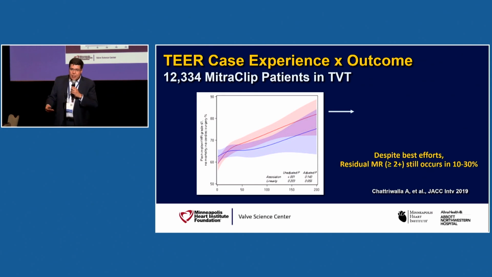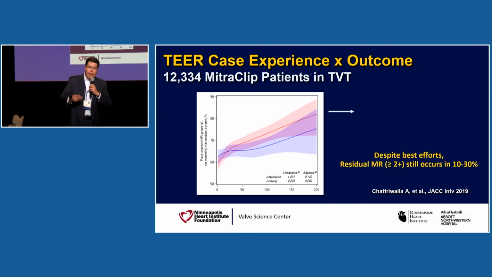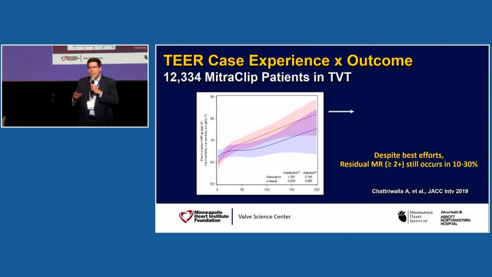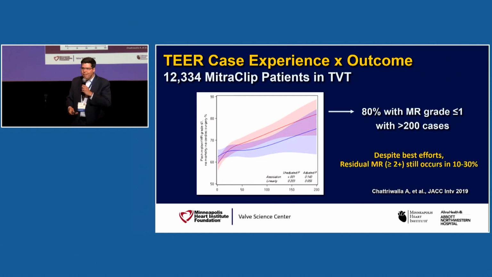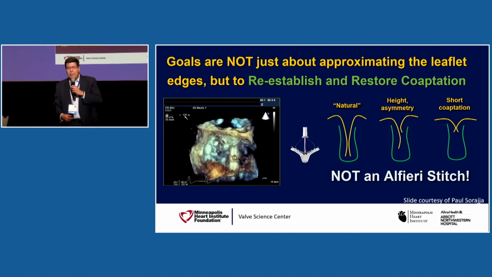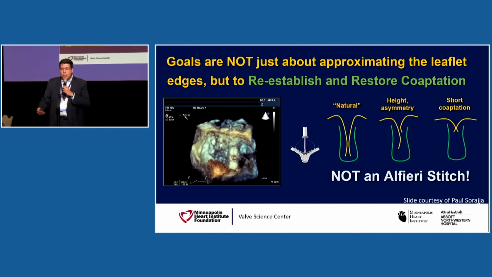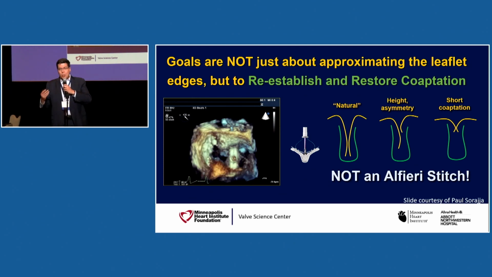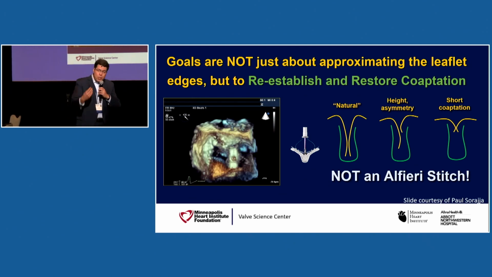And despite the best efforts in procedure success and the understanding of mitral valve disease, we can still see that up to 20%, 25, 30% of these patients, despite adequate results initially or post-procedure, still have residual mitral regurgitation. This has improved, obviously, with the development of new generations of devices and also the understanding of the imaging and procedural imaging.